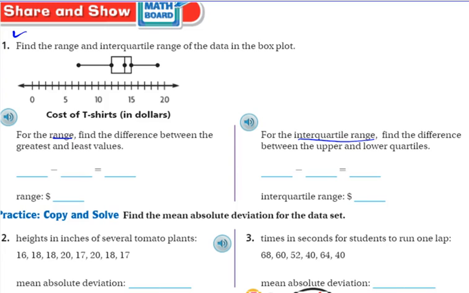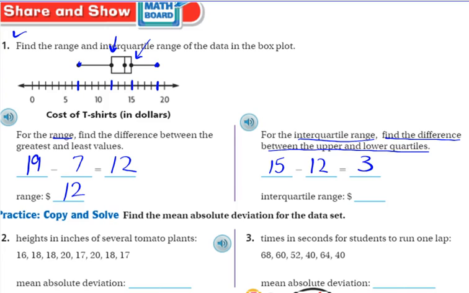So to find the range, we would do 19, because 19 is the highest number, minus 7, which is the lowest. So the range for the t-shirt cost in dollars is $12. Okay, for the interquartile range, we're going to find the difference between the upper and the lower. Well, look, they've already done it for you. So here's upper because it's higher on the number line, 15, and here's lower, which would be 12. So we'd have 15 minus 12 is 3. So the interquartile range is $3.